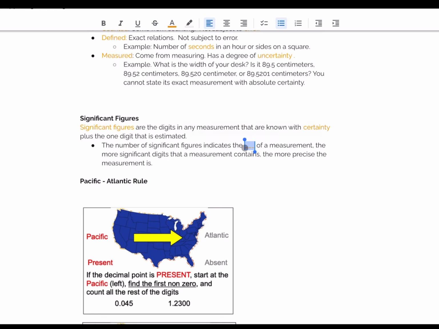The number of significant figures indicates the preciseness of a measurement. We're going to talk more about preciseness versus being accurate in another lesson, but it's the preciseness of a measurement. If you're looking at a ruler and it has a lot of small marks on it versus only a couple of marks, something that has a lot more measurement capabilities is a lot more precise.